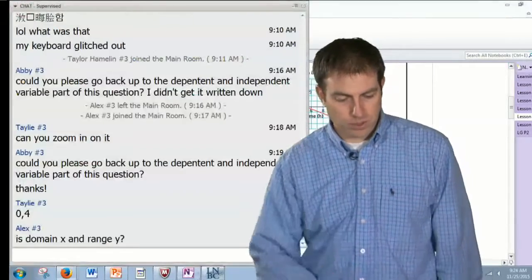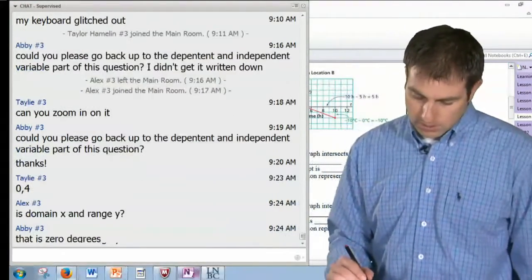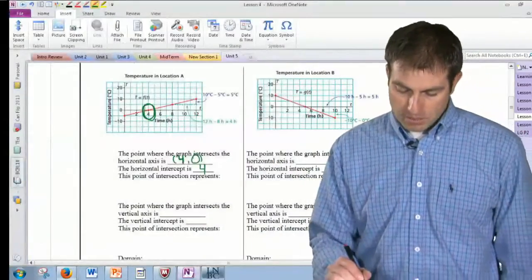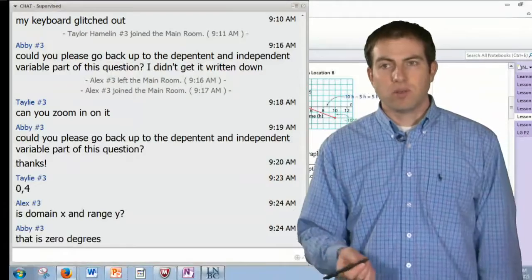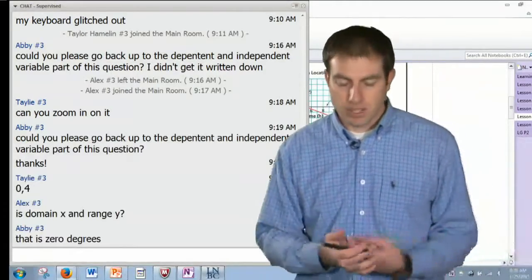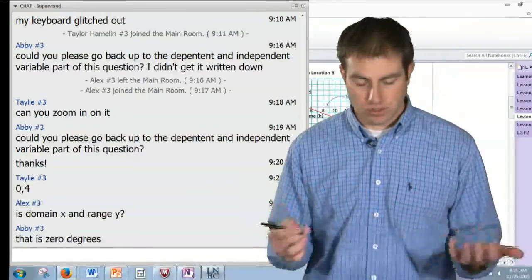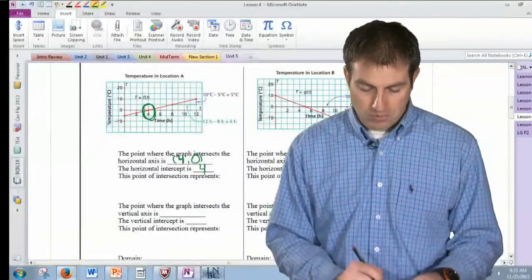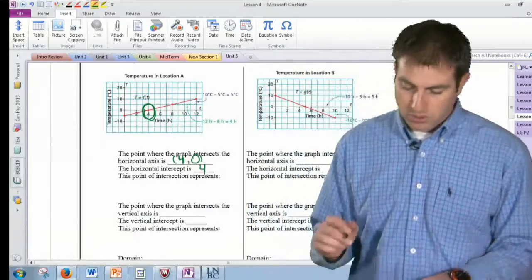To answer your question, domain is x and range is y. Yes, Alex, you got that right. And Abby, you're right. So it's 0 degrees. Why is 0 important? Well, our whole Celsius temperature scale is based on the freezing and melting point of water, which is 0 degrees Celsius. So we have a lot of water on our little blue planet, and that's an important sort of temperature.